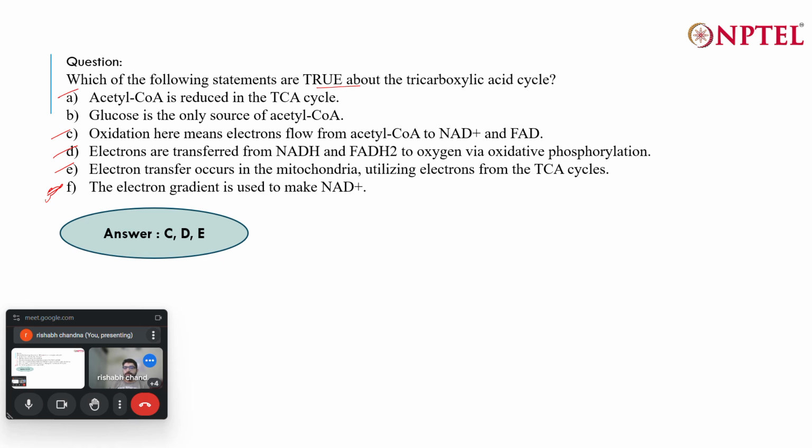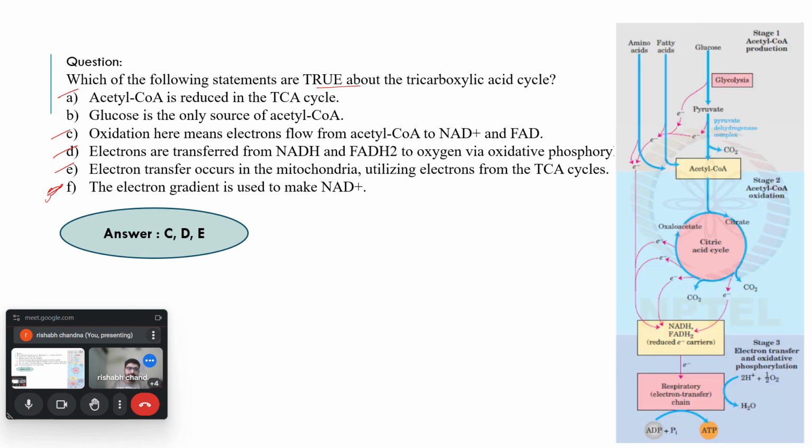Okay, so let's see the options. So acetyl coenzyme A is reduced in the TCA cycle. No, acetyl coenzyme A is basically oxidized in the TCA cycle. Okay, why? Because it loses its electrons to NAD plus and FAD. Okay, so it's basically oxidized, not reduced.